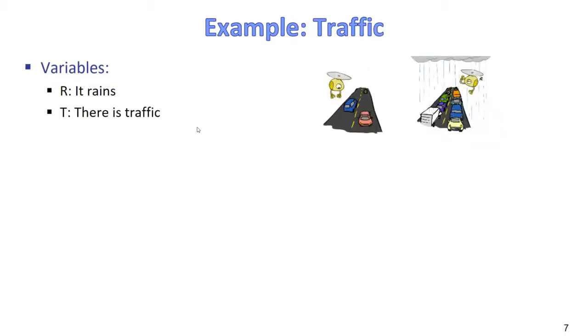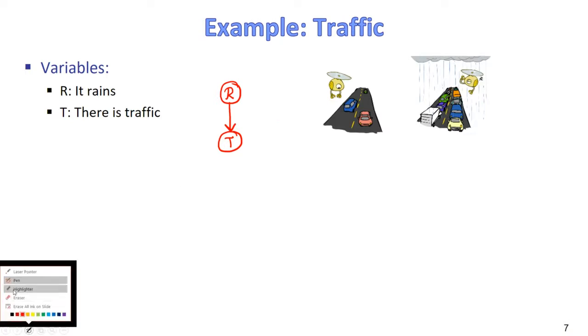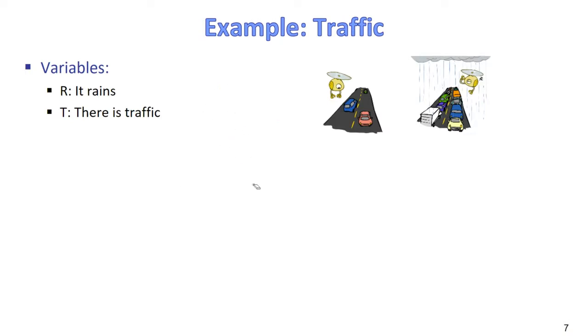Another example: rain and traffic. So we have two variables, so we will have two nodes, R and T. And since we believe that rain causes traffic, then we should have an arc from rain to traffic. So that's a Bayes net that represents traffic. Now let's see what are the models that we can have.